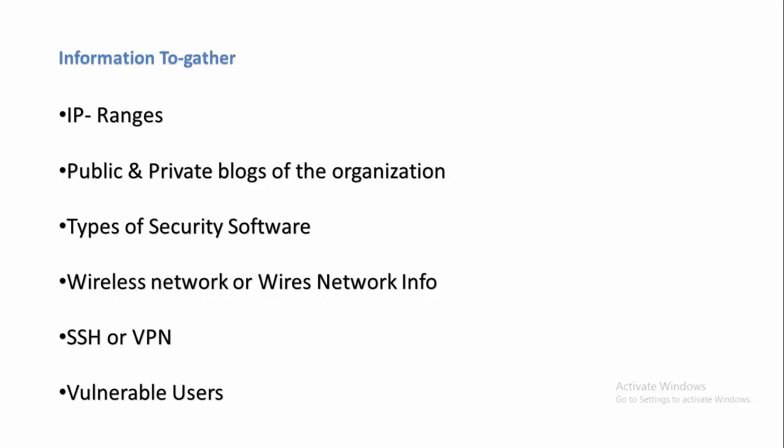What technology is your company using, like wireless networks, if they are using them. You have to get all the information about their wireless networks. And if they are using any SSH or VPN, you should also document those in your report, like what VPN configurations are there in their system, and whether they are totally secure or not.